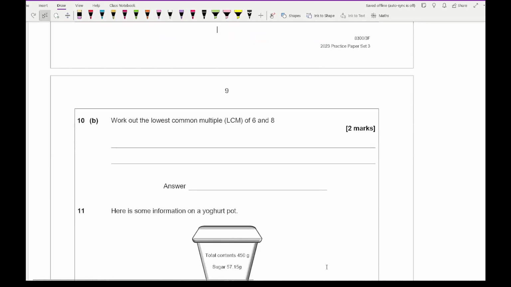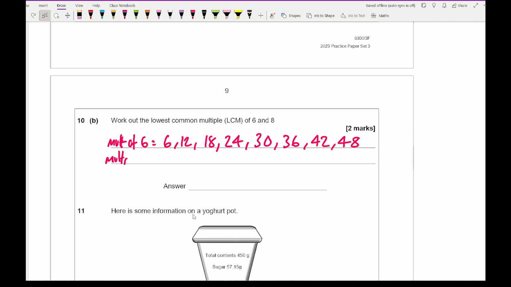Then looking at question 10b, it says work out the lowest common multiple of 6 and 8. Well, multiples of 6 are 6, 12, 18, 24, 30, 36, 42, 48. Multiples of 8 are 8, 16, 24, and you can see 24 appears in both, and so 24 is my answer.